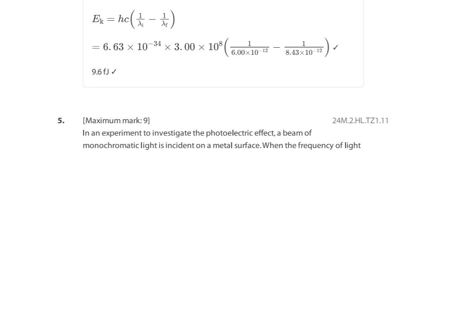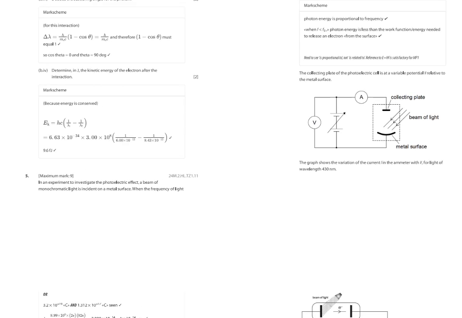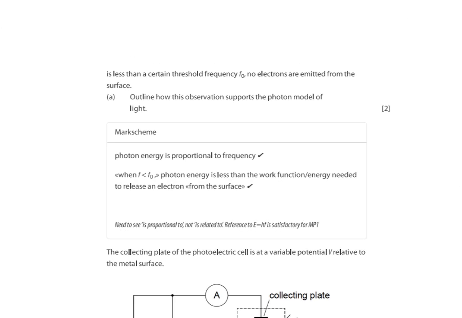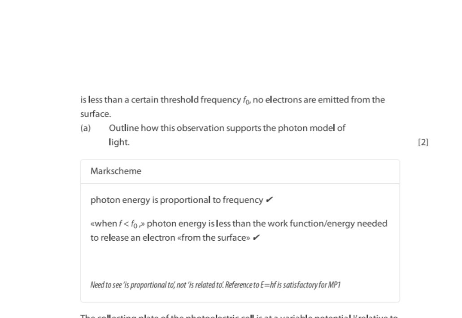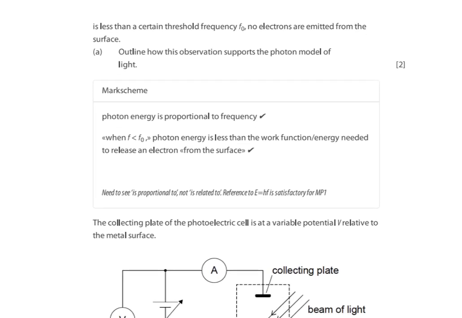So this video is 2 of 3, starting with number 5 from the E2 paper 2 set. Number 5, an experiment to investigate the photoelectric effect. A beam of monochromatic light is incident on a metal surface. When the frequency of light is less than a certain threshold frequency f0, no electrons are emitted from the surface. How does this support the photon model of light?